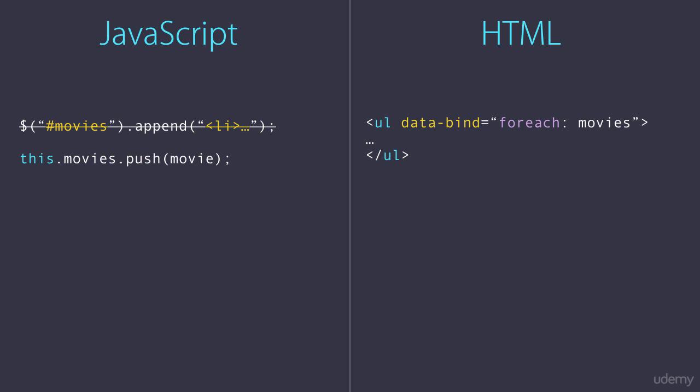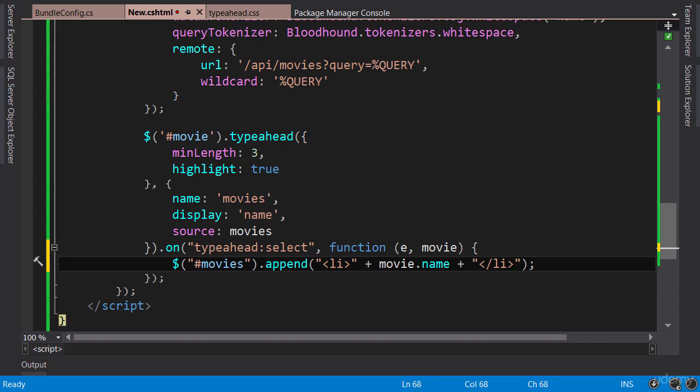Now, if all this sounds complicated, don't worry about it. It's beyond the scope of this course, but I just wanted to give you some direction. So back here, when we select a movie, we add this movie to our list. Now, there are a couple more things we need to do before we finish this lecture. First, we need to clear the text box after the selection.